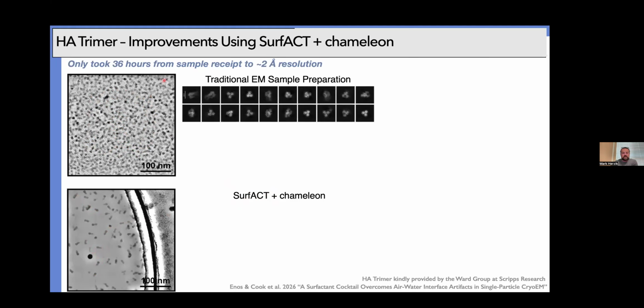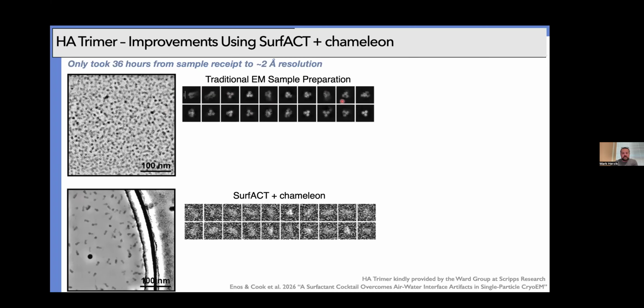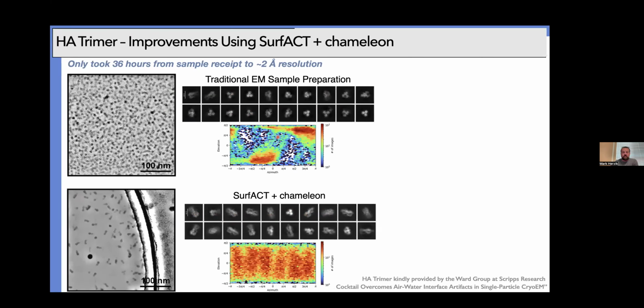When you look at this via 2Ds, on traditional, you see the top-down view is dominated in our 2Ds, whereas with Surfact and the Chameleon, we're dominated now by side views and tilted views. So immediately we can see we're recovering those views and we still have our top-down. If we look at elevation plots, we can see that in fact, this sample was dominated by two different views, top and down, whereas now we've almost filled in the entirety of Fourier space.